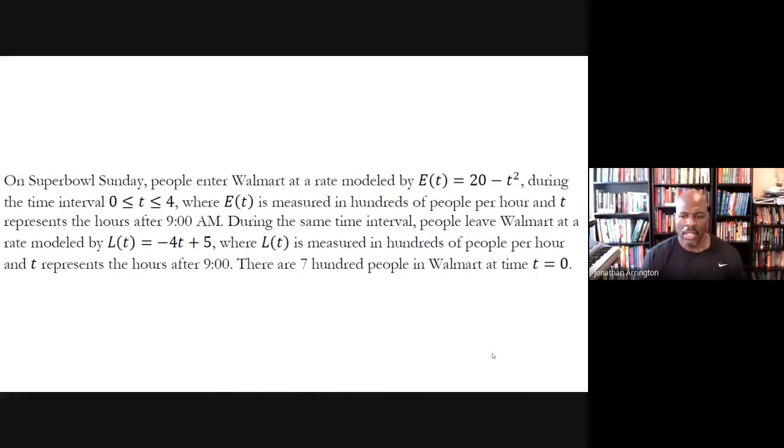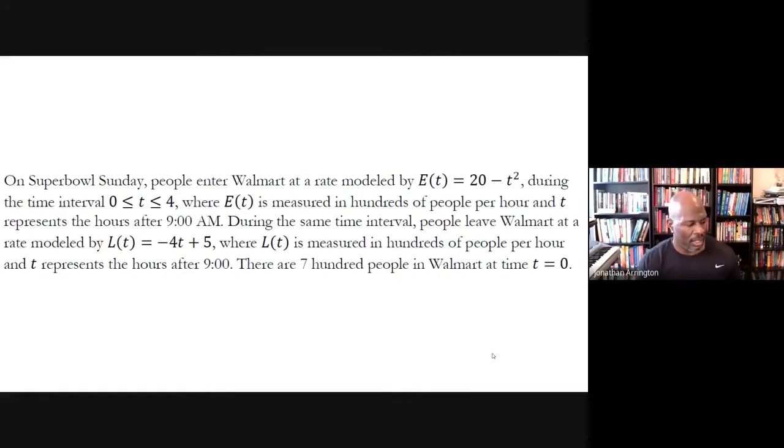So again, as we touched on in the part 1 video, we want to have a good note of what's the rate in and what's the rate out. Obviously, in this case, E of t is the rate in. That's the rate of people entering Walmart, and L of t is the rate out. That's the rate of people leaving Walmart. We also want to know the initial value, the people in there at time t equals 0. In that case, that's 700. And the units of measurement of the functions is important. In this case, it's hundreds of people per hour. And t, the independent variable, represents hours after 9 a.m. All right, so that is the relevant information.